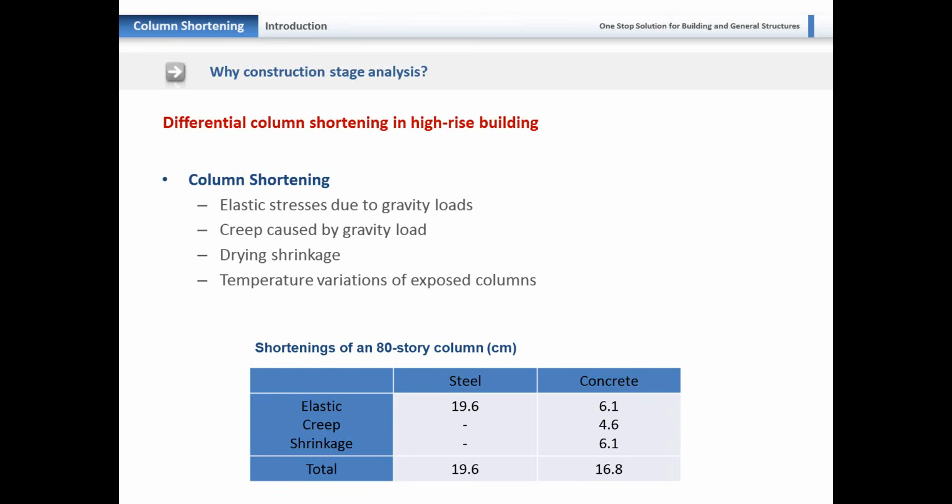Overall, as you can see, the total shortening is actually quite comparable, 19.6 centimeters in the steel building and 16.8 centimeters in the concrete building. So in the concrete column, shortening due to shrinkage and creep comprises around 30 to 40% for the creep and 20 to 30% for the shrinkage respectively.